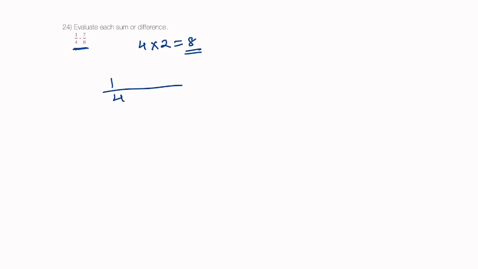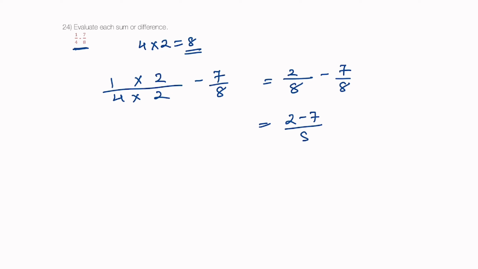1 over 4 times 2 over 2, that's how you get 8, minus 7 over 8. We don't need to do anything to the second fraction because the denominator is 8 already, which is equal to 2 over 8 minus 7 over 8. So 2 minus 7, or you can further write it like this if you wish to, but not needed. That's minus 5 over 8.